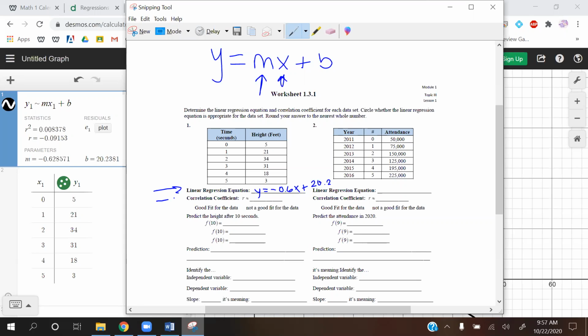All right, now we're moving on to the correlation coefficient, which is R. So if you look over in our Desmos, you can see what it says for R. It's negative 0.09. So I'm going to write that. Negative 0.09. Okay? Any questions on writing that?